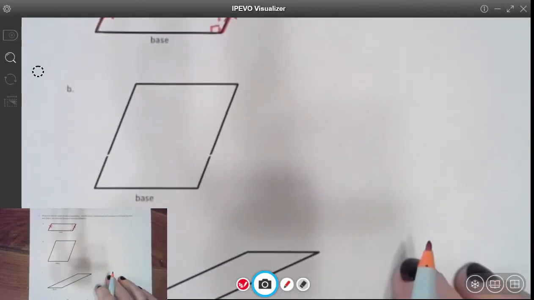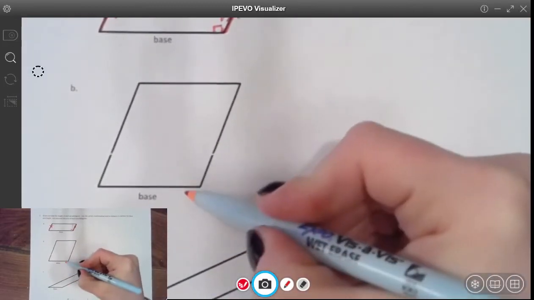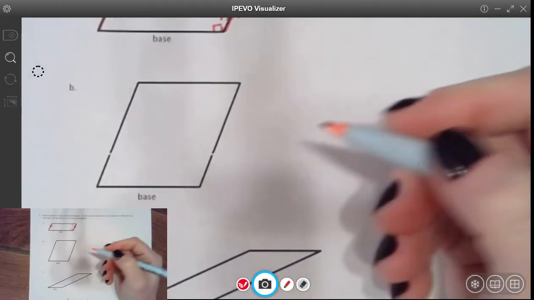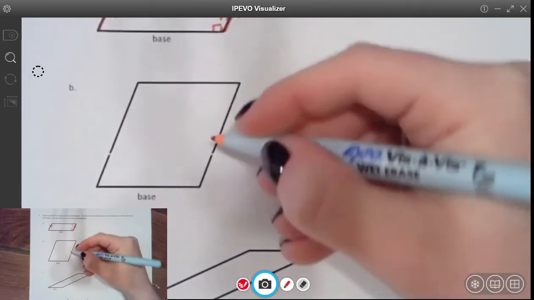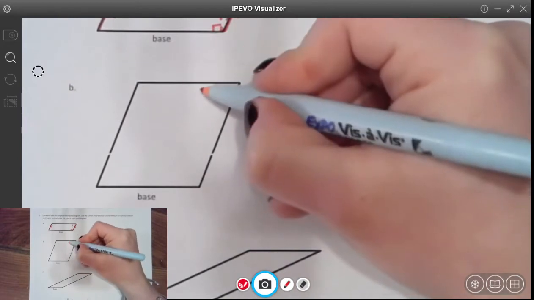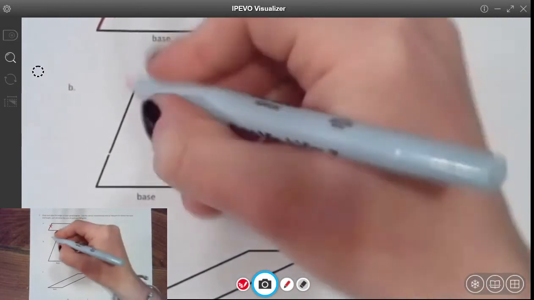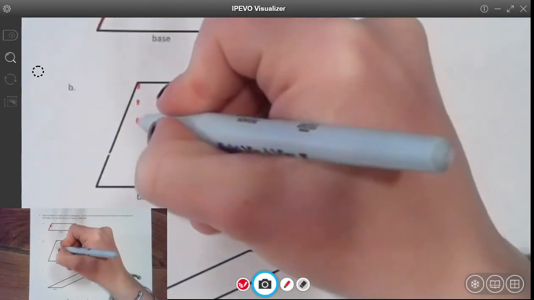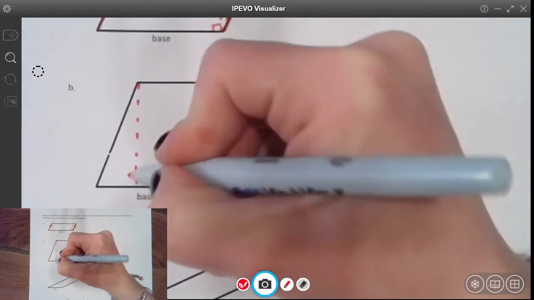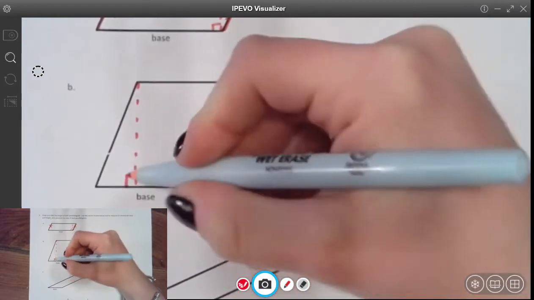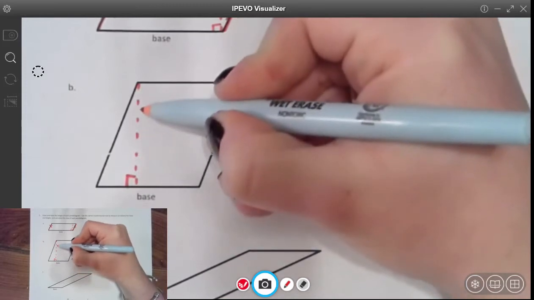If we look at the next one, we see our base is here. Okay, so we can look at this height. We can find this height two different ways. We could draw a line that goes directly from the top of the parallelogram down to the bottom and the base, and that would be our height right there.